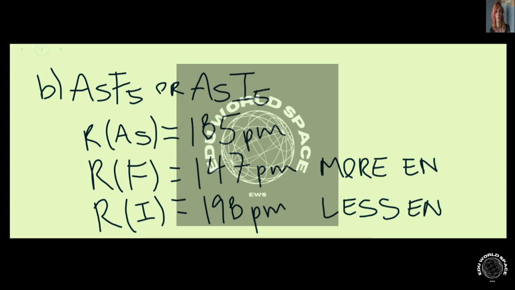And on top of that, if we look at the atomic radius of arsenic, fluorine, and iodine, arsenic has an atomic radius of 185 picometers, fluorine has an atomic radius of 147 picometers, which is smaller than arsenic, and iodine has an atomic radius of 198 picometers, which is actually larger than arsenic.